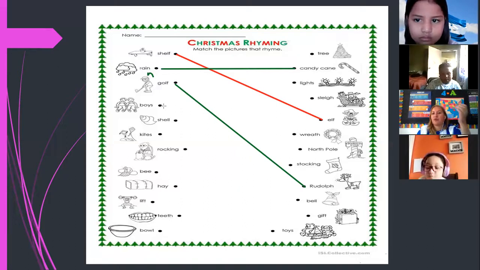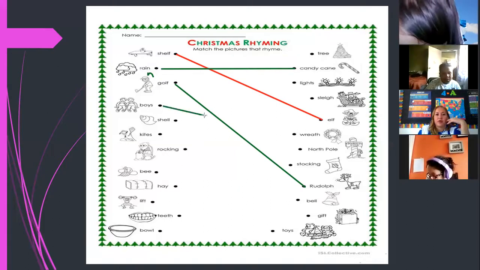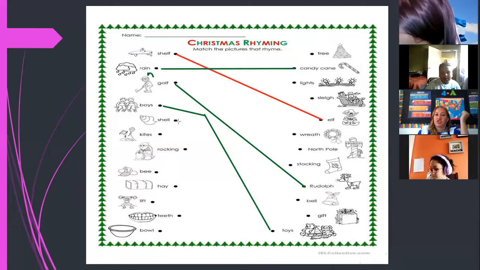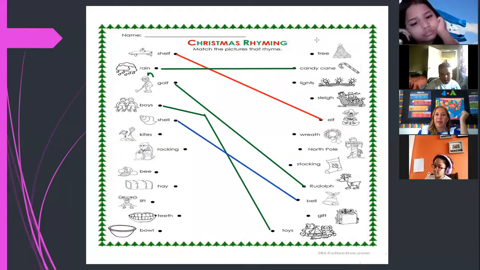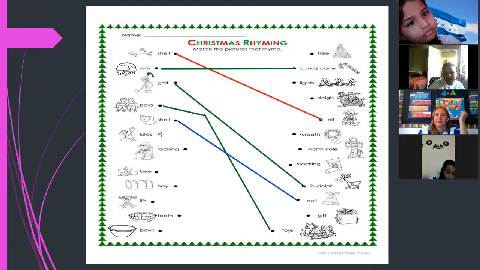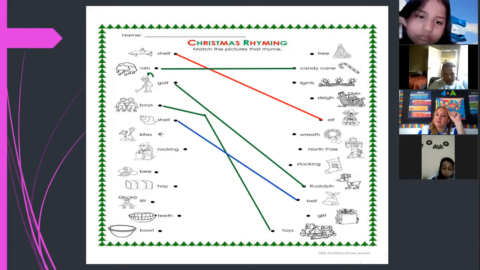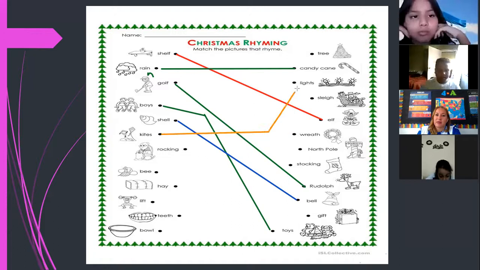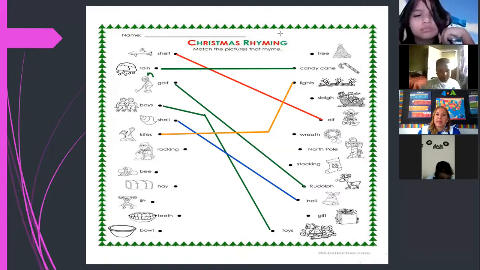Okay, Jose Enrique, what word rhymes with boys? Toys. Boys, good job. What word rhymes with shell? Bell. Shell, bell. Yeah, what word rhymes with kites? Stocking. No, because this one finishes in S. It finishes in S. Kites, lights. Exactly. Lights. Look at the ending of the word. That's your clue. Gift.